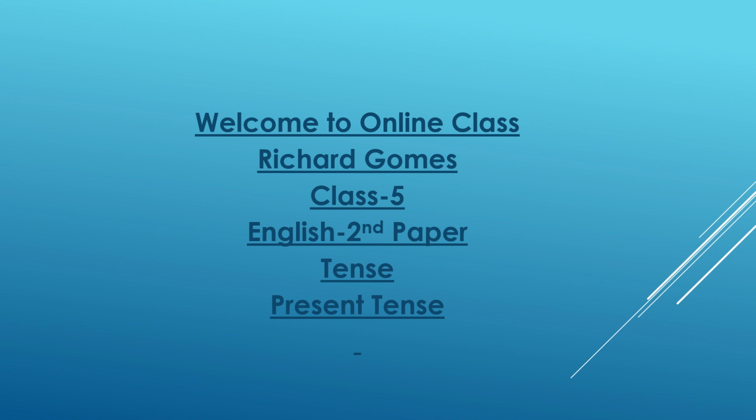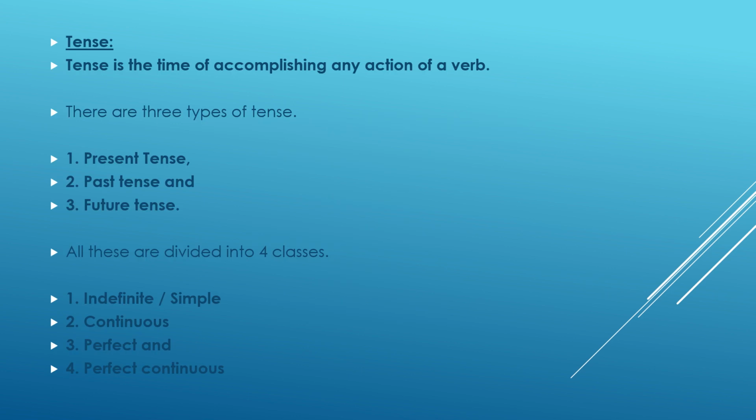I'm Richard Gomez. Today I will take English second paper of class 5, tense. Especially, I will discuss present tense today. So what is tense? Tense is a time. If you want to define it, tense is the time of accomplishing any action of a verb. That is, when a verb occurs, the time is the tense.